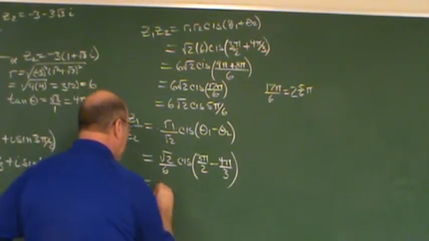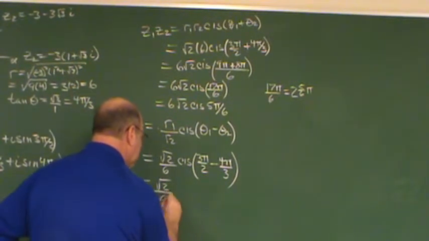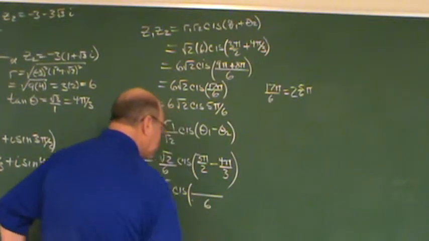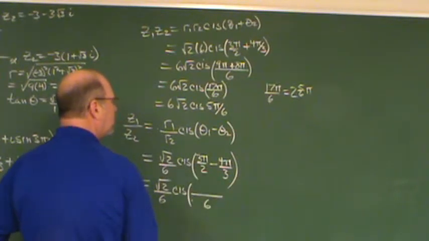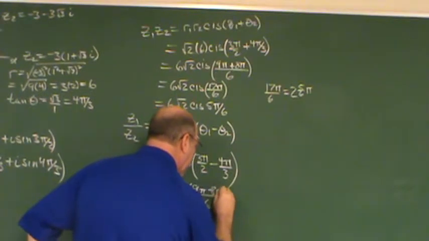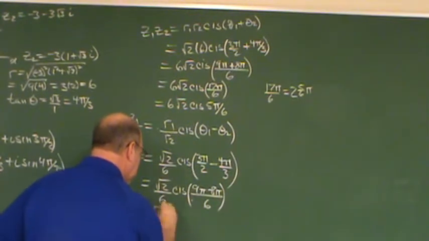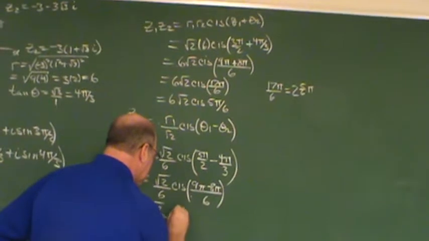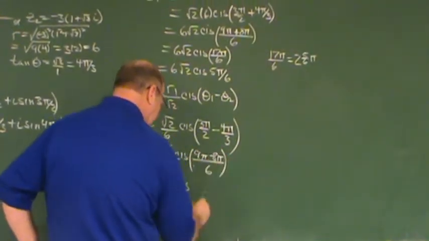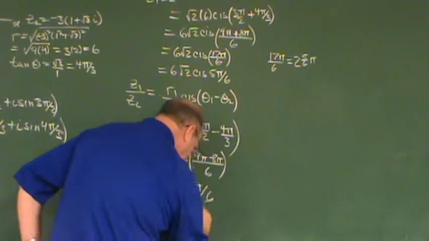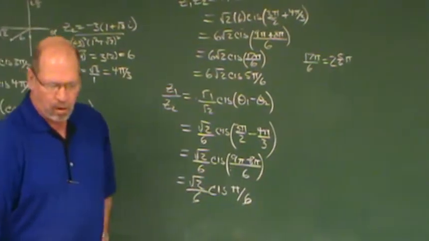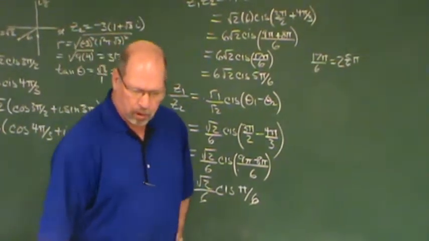Once again, we have square root of 2 over 6, CIS, least common denominator is still 6, we're going to have 9 pi minus 8 pi. 9 pi minus 8 pi. And that turns into the square root of 2 over 6, cosine imaginary sine, 9 pi minus 8 pi is pi over 6. Okay?